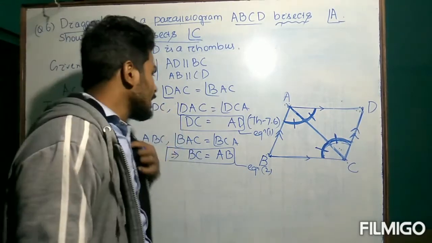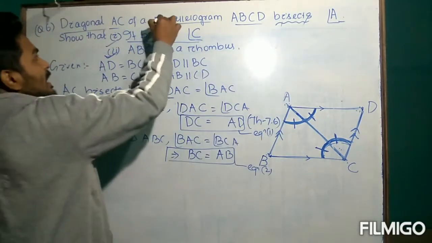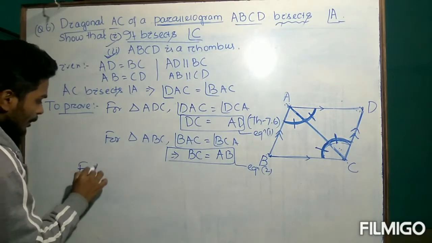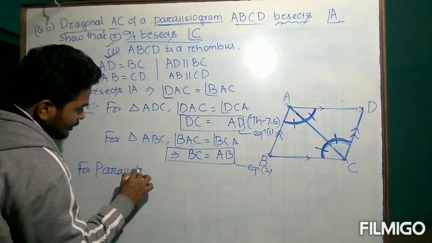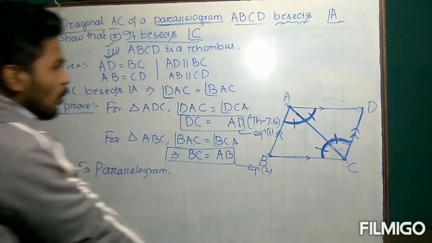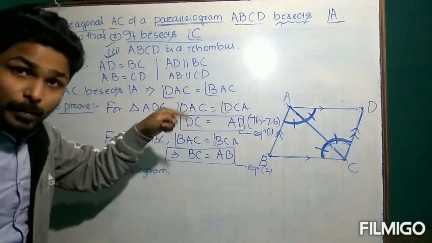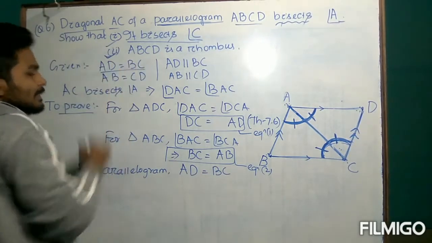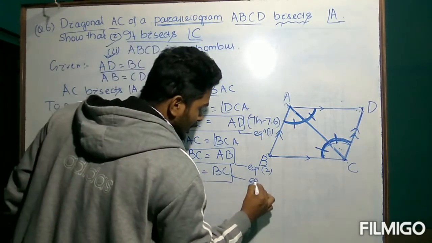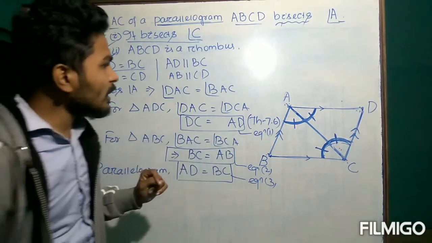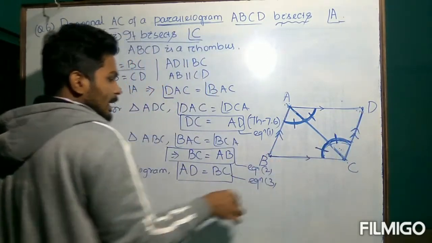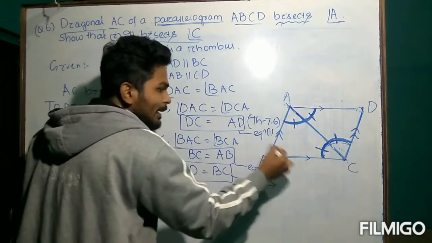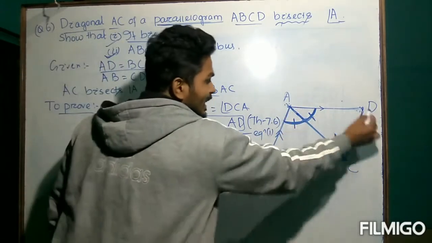Okay, is it clear? Next, since we know ABCD is a parallelogram, it means the pairs of opposite sides must be equal. So for a parallelogram, we know that AD is equal to BC because they are a pair of opposite sides. Yes or no? Yes, we know AD is equal to BC. Suppose this is our equation number 3. So from equation 1 we have found that DC is equal to AD. In equation 2 we have found BC is equal to AB. And in equation 3 we know that AD is equal to BC.